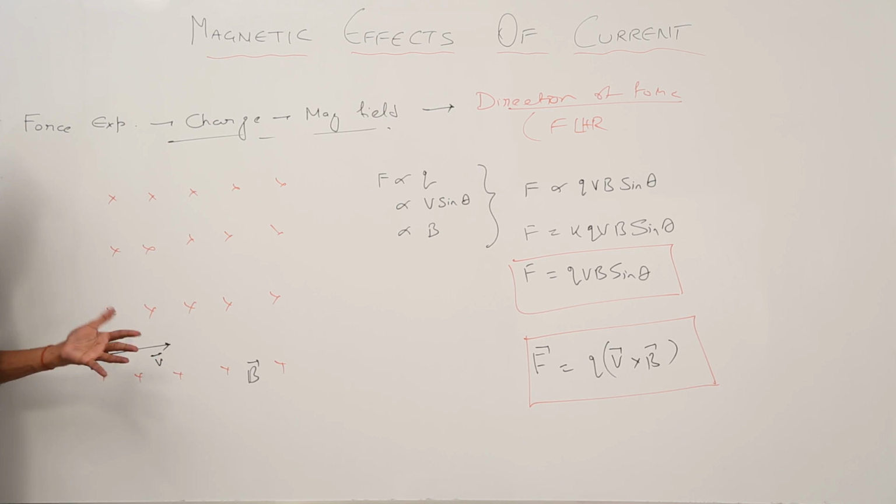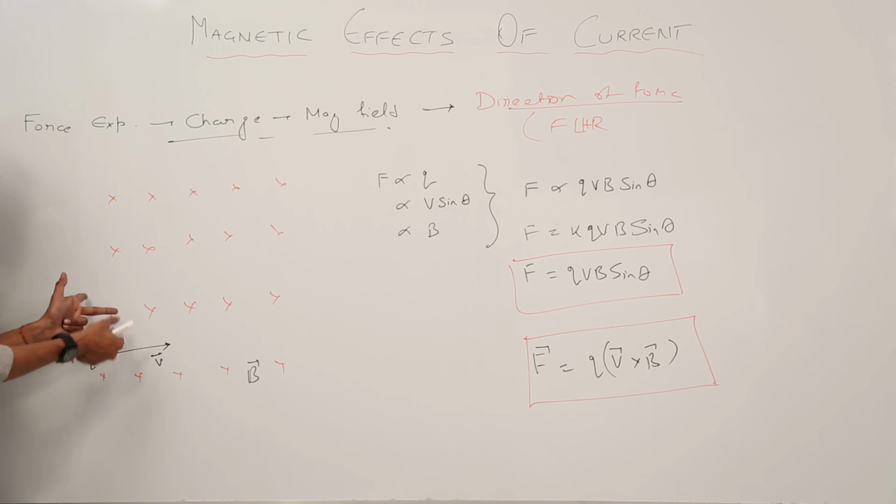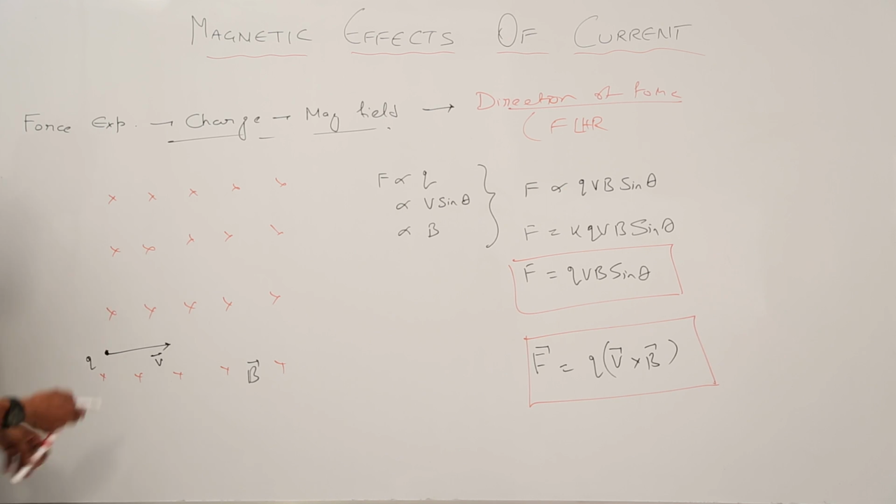I'll just explain with this example. I don't know the direction of force here, so how do you apply this Force Field Current thing? First of all, the first finger is the field. The field is perpendicular, inside. Then the current: if this is a positive charge, the current is in the direction of flow of charge. So this is the direction of current. The thumb automatically gives me the direction of force experienced. That means this charge is going to experience a force in this direction.